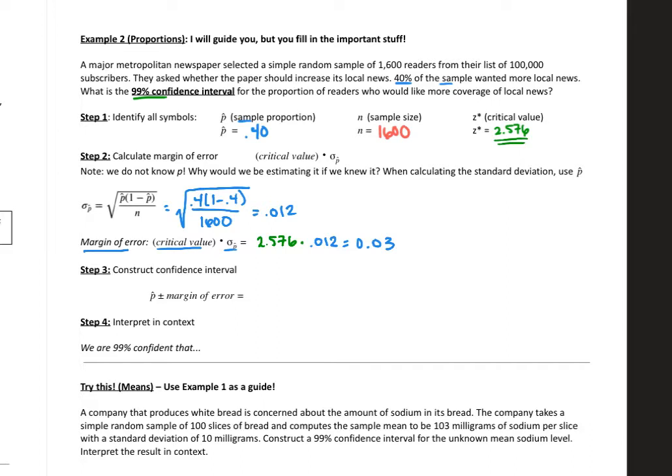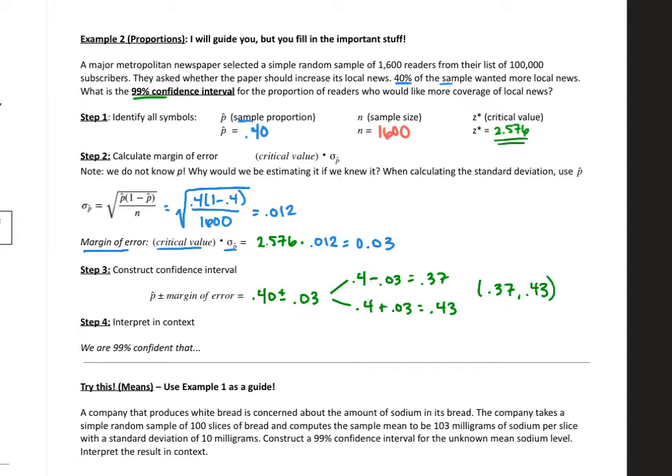So to construct our confidence interval, it's p hat plus or minus our margin of error, 0.03. So we're going to do 0.4 minus 0.03. That's 0.37. And we're going to do 0.4 plus 0.03. That's 0.43. So our confidence interval is 0.37, 0.43.